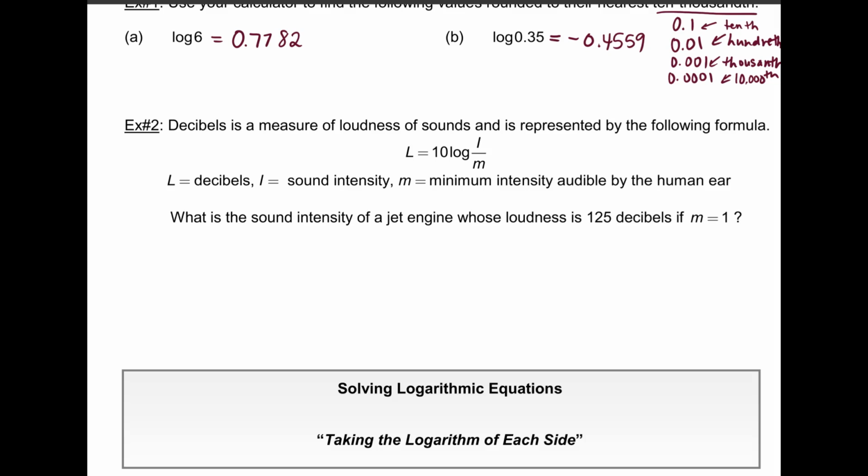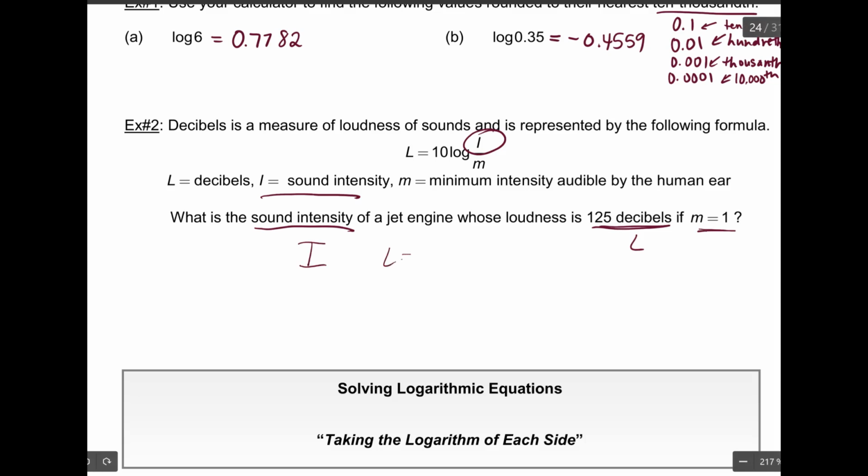Anyway, let's keep going. Find the sound intensity of a jet engine whose loudness is 125 decibels, if M equals 1. So I was right, a jet engine is about 120 decibels. What we're trying to solve is the sound intensity, I. I'm trying to get I by itself. So let's rewrite. The loudness is 125 decibels, that's my L. My minimum audible intensity M is 1. We're trying to solve for I.